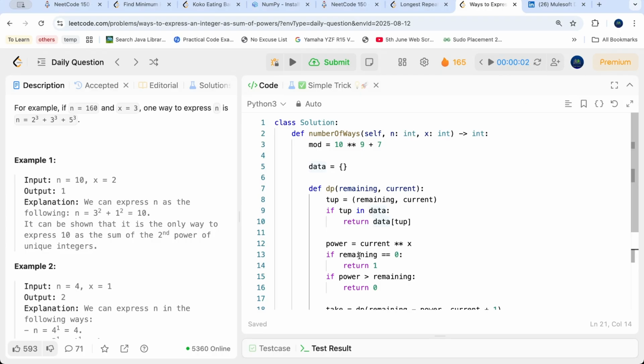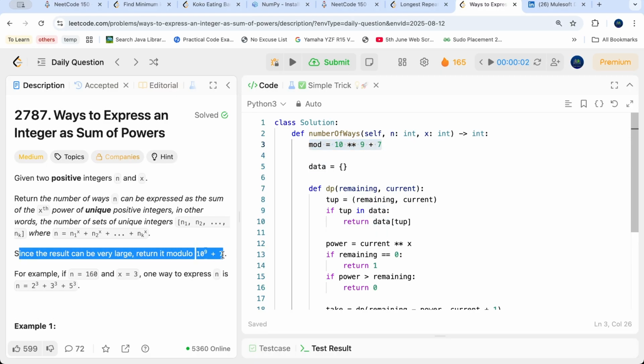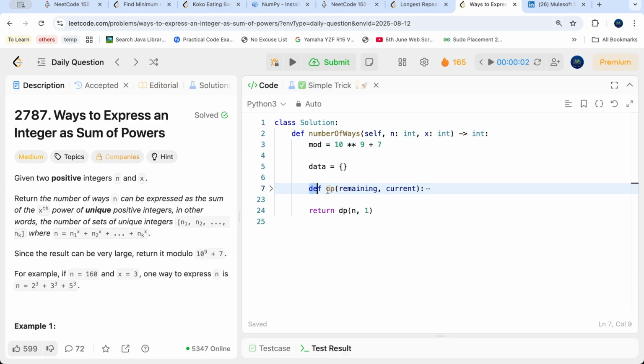Now let me take you back to the code editor and let's solve the problem. First of all, I have taken the mod which is equal to 10 to the power 9 plus 7, because the question says that the answer or the result can be very large, so return it modulo 10 to the power 9 plus 7. Now I have defined a DP function where we are going to perform our logic, and I'm calling the DP function with the given value of n and my starting point 1. I am saying in my formula my first number will be 1 and n is the sum I need.